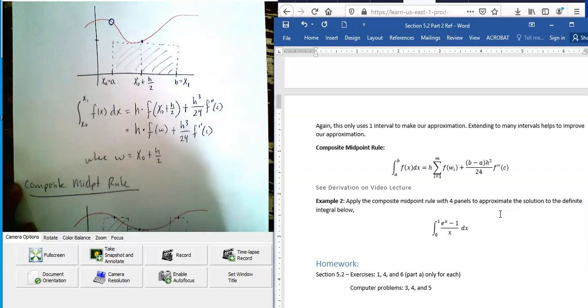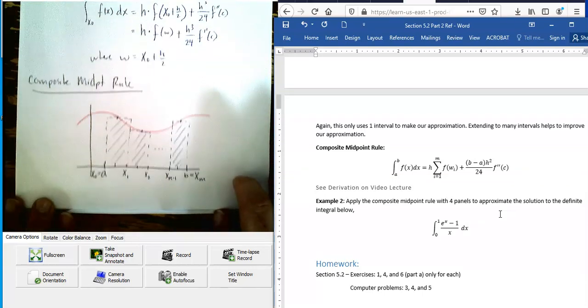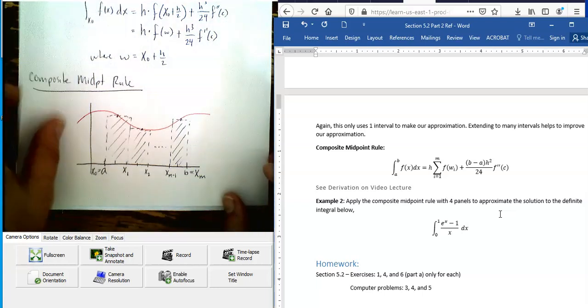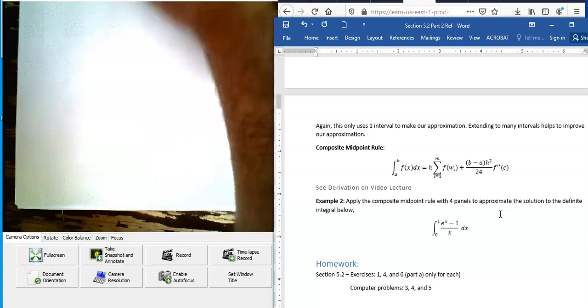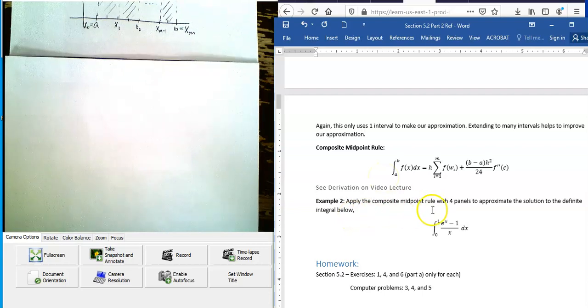Of course, we would sum all of the areas here for our composite midpoint rule. Again, we're using the midpoints of all of these intervals, summing them up. That will yield the formula that we have right here. Okay. So let's apply the composite midpoint rule with 4 panels to approximate the solution to this definite integral right here.